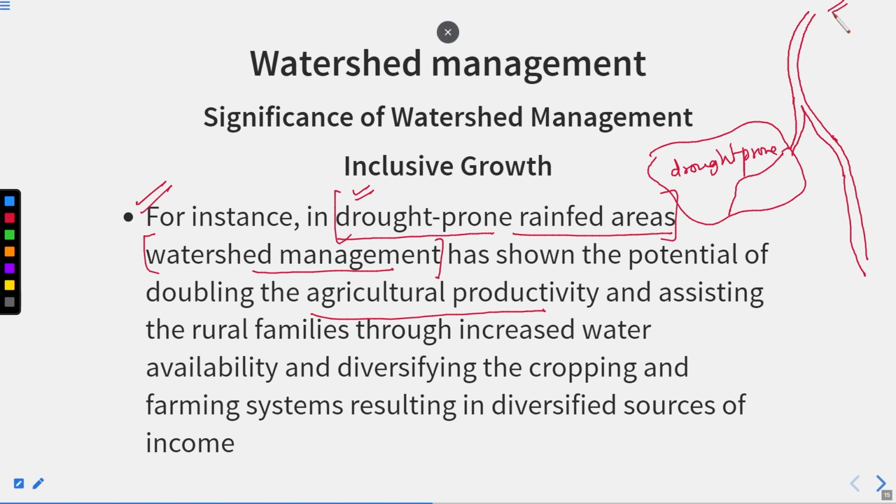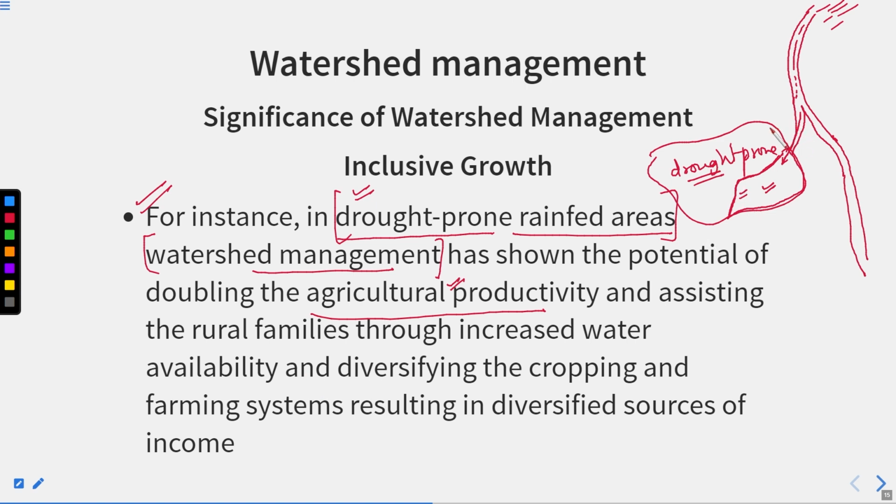Now at the time of rain, this water channel will have a lot of water, and this water can lead to this watershed area. This drought-prone area can have this water at the time of rain. Now how to use this rainwater for agricultural productivity, how to use this water for their families, right? So this is very, very important.